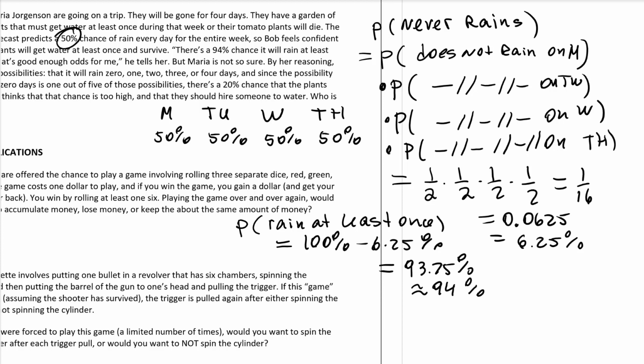All right, Maria assumed that those days are dependent somehow, so that's why 20% is not accurate. It's only 6.25% that it's never going to rain, not 1 out of 5, okay? Because these events are independent. All right, so don't get too thrown off by this.